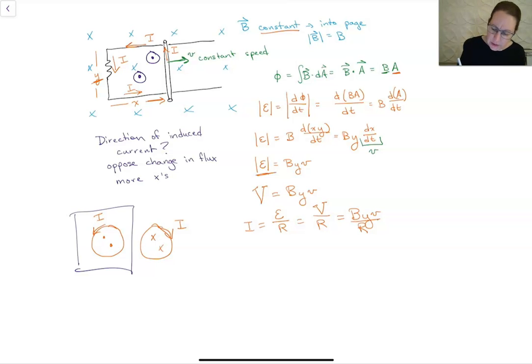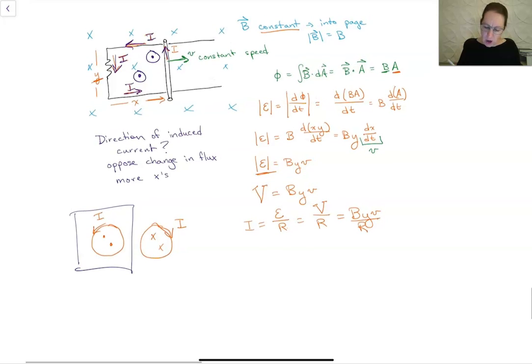Let's see if this makes any sense. I've got current here, and this is my current that's going around. It's the induced current that creates the induced magnetic field. And now we can ask, what is the direction of the force on this bar? If we look at this bar, I'm going to redraw it down here.